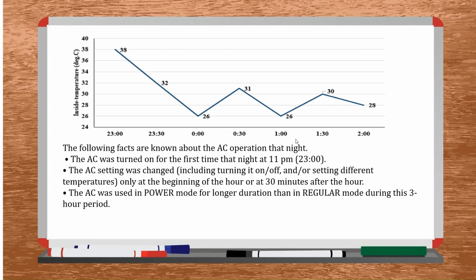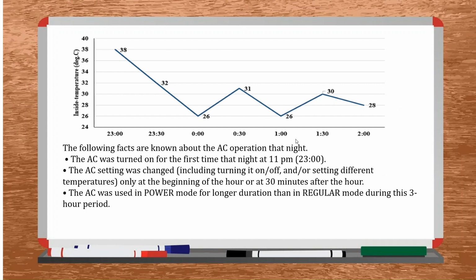So let's look at the graph for a minute. We can see that at 11 p.m. the inside temperature was 38. At 11:30 it was 32. At 12 it was 26. At 12:30 it was 31, and so on and so forth. So we have all the temperatures at the 30 minute interval starting from 11 p.m. to 2 a.m.